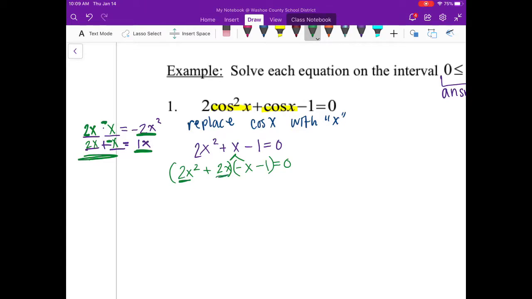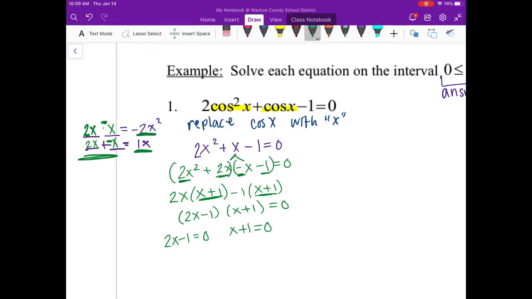So here I have a 2x in common that can come out, leaving me with x plus 1 inside the parentheses. In the second parentheses, I have a negative 1, and that leaves me with x plus 1 here. Whatever you took out becomes a factor, 2x minus 1. Whatever we have in common becomes the second factor, so x plus 1. And then to solve for x, we would just set each of these equal to 0. So 2x minus 1 equals 0, x plus 1 equals 0. So when I solve for x, I get x equals 1/2 and x equals negative 1.